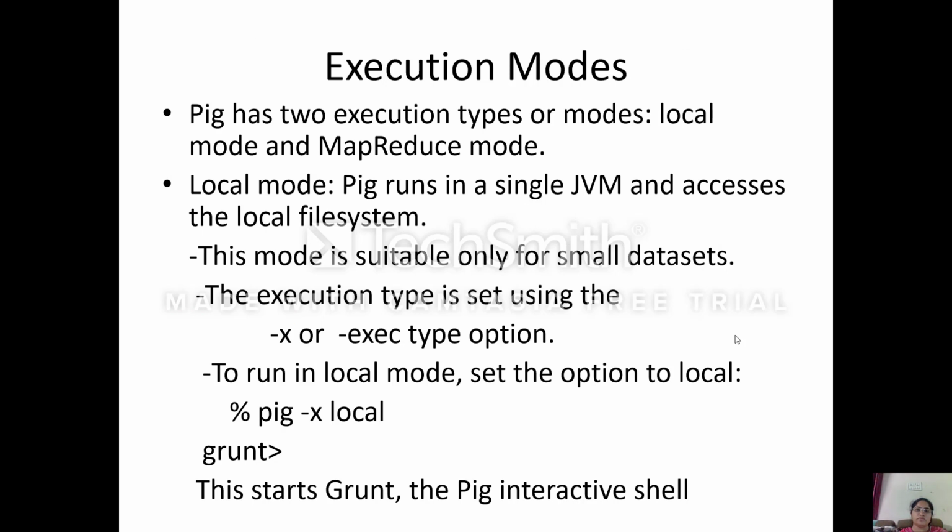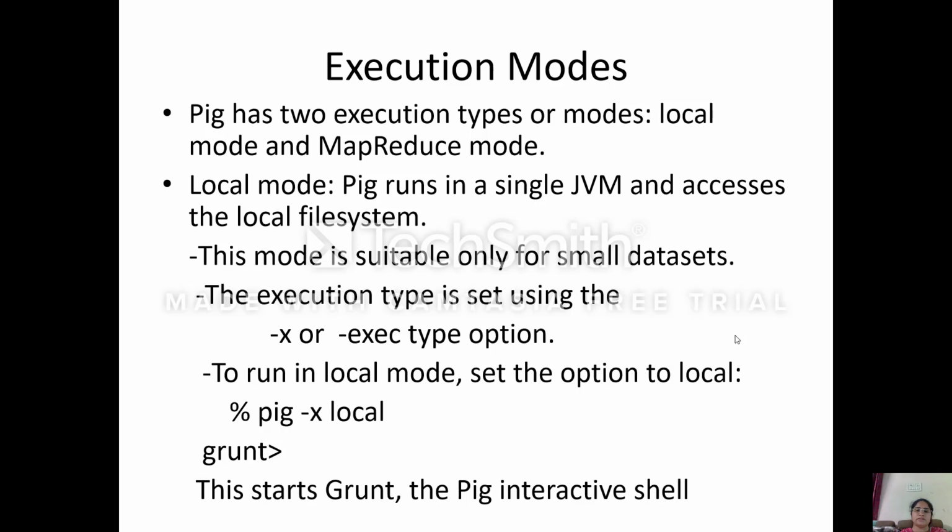Pig has two execution modes, or types: local mode and MapReduce mode. Local mode works on a single JVM. MapReduce mode works on a distributed environment, right? When we work with local mode, Pig runs in a single JVM and accesses the local file system. Well, if it is working on a local machine, obviously it will access only the local file system, right? This mode is suitable only for small data sets.